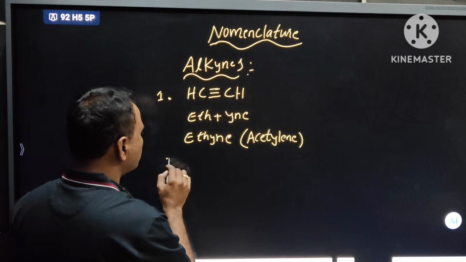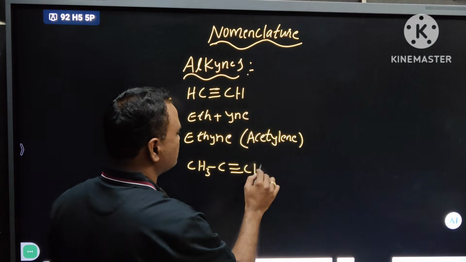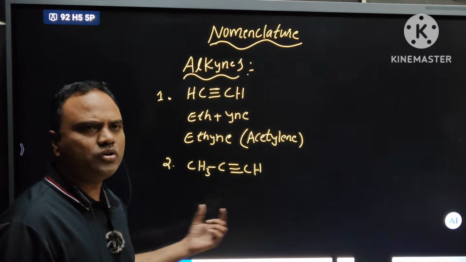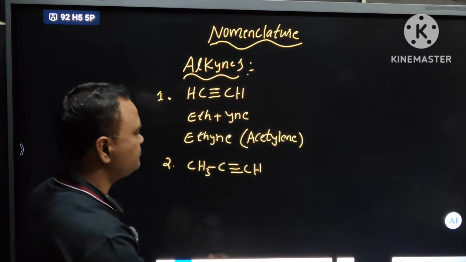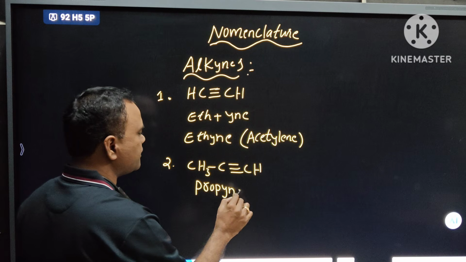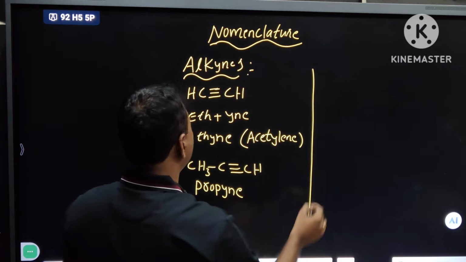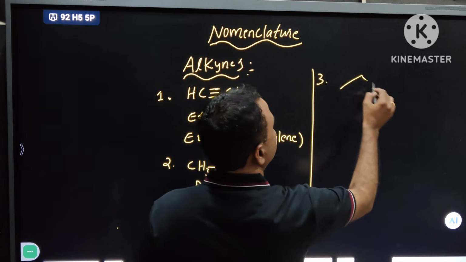Next, the second one. How many carbons are present here? We have 3 carbons. So propane, I am writing directly propine, and I will give you some bond line structures also.